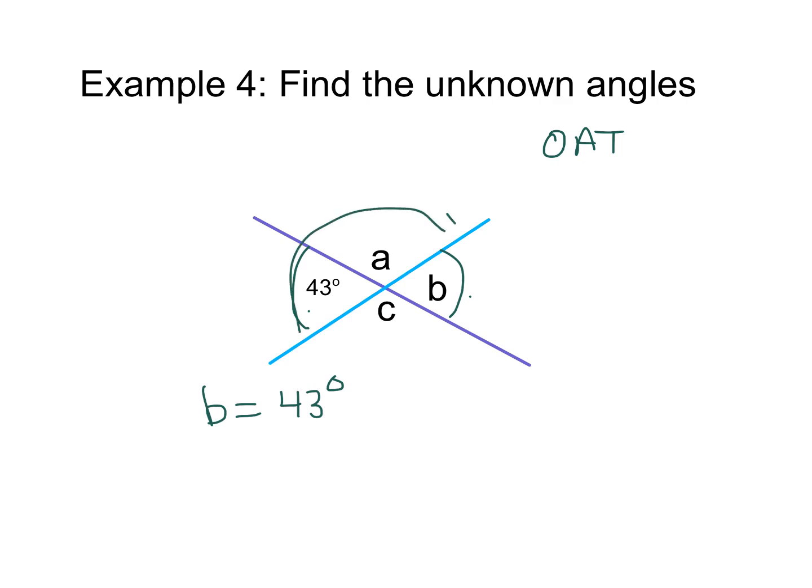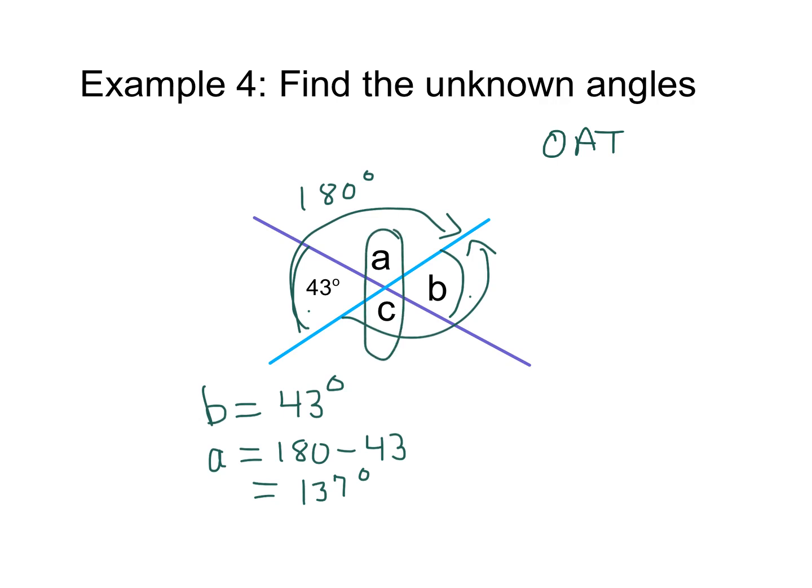Also, we have straight lines here and here, so we know that a straight angle is 180 degrees. That means that angle A is going to be 180, subtract 43 that we already had. And so we have 137 degrees left over for angle A. And also, because angle A is opposite angle C, then we know that angle C is 137 degrees also. So we're using supplementary angle theorem and opposite angle theorem to find the unknown angles in this diagram.